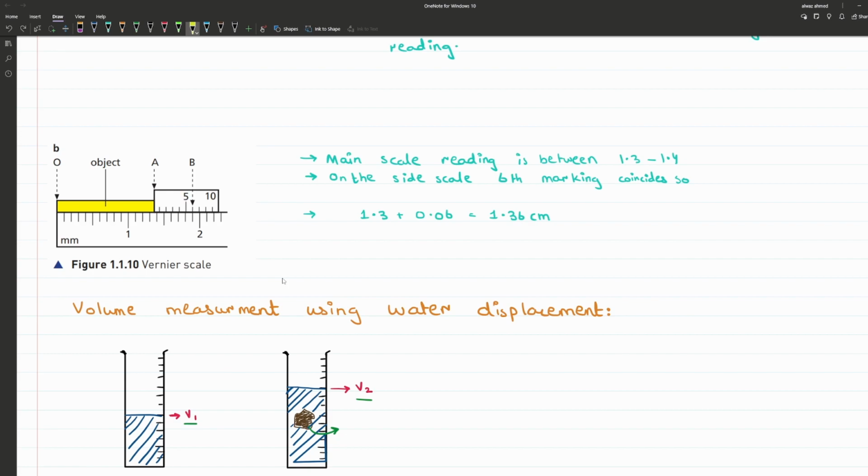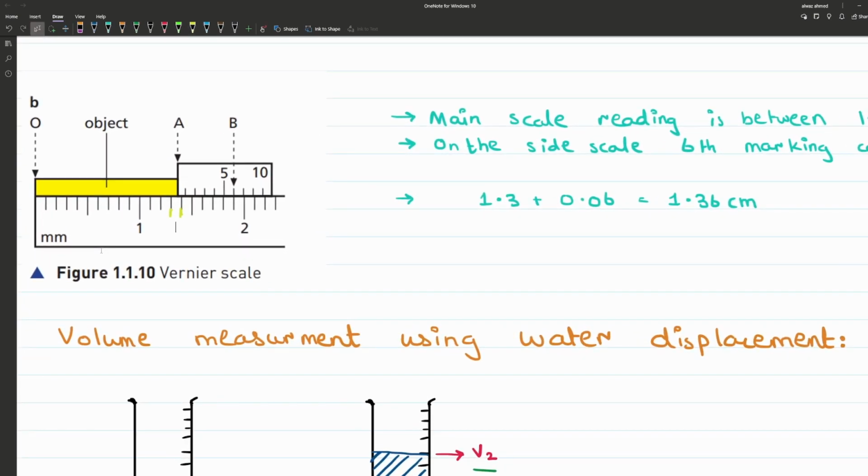So in this example, we've got an object fitted into the Vernier scale, and now we're going to take out the reading. The first step we do is look at the main scale. On the main scale, we can see that our object is between the 1.3 centimeter and 1.4 centimeter mark. This gives us a hint that our object is between 1.3 and 1.4 centimeter. Now to get even more precise than this, we look at the side scale and look for a mark that coincides with the main scale. I'll zoom in a bit.